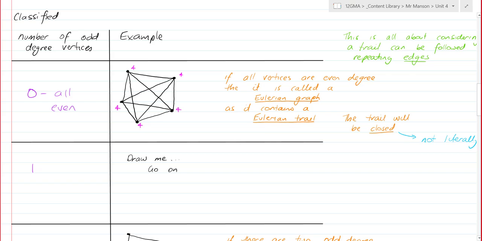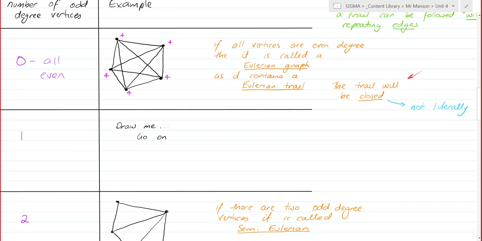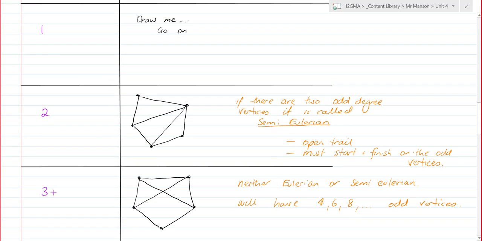odd degree vertex. I've written there, draw me, go on, I can wait. You can't do it. Not possible. This trail, so the zero will be 2 odd degree vertices. There's an example. If there's 2 odd degrees, then it's called semi-Eulerian, and it's an open trail. You cannot start and finish at the same place, but it must start and finish on the 2 odd degree vertices. Doesn't matter which order.